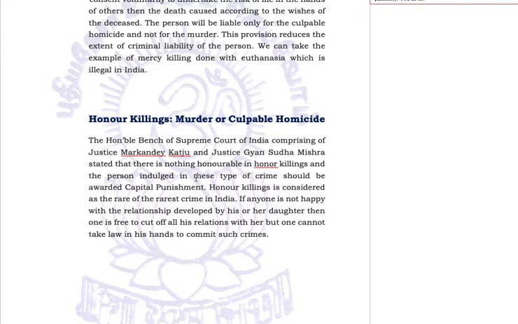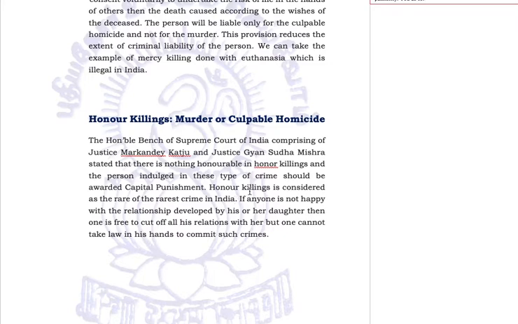Capital punishment means death sentence, execution by the state. So a person guilty of committing an honor killing deserves capital punishment. Honor killings are considered among the rarest of rare crimes in India, very grave crimes.